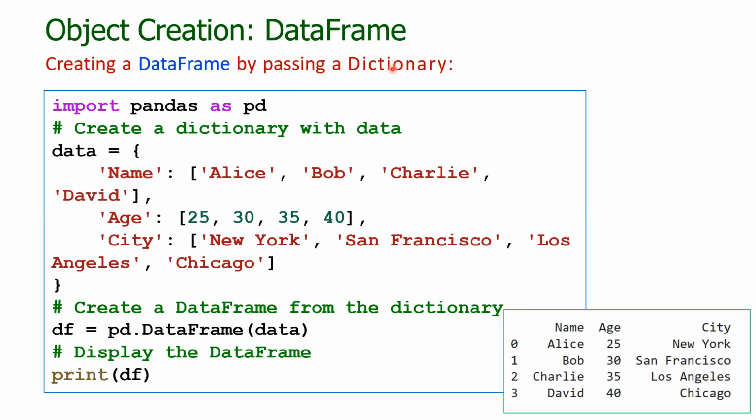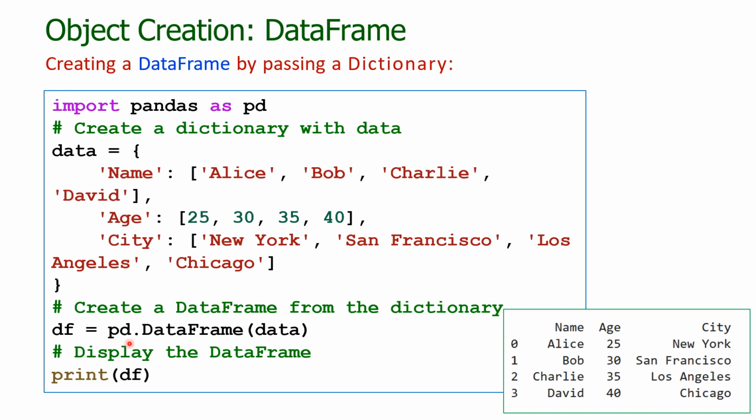Now let us look at Pandas data frames. In Pandas, a data frame is a two-dimensional tabular data structure with labeled axes, and it is a primary data structure used for handling and manipulating structured data in Python. The data frame is similar to a spreadsheet or an SQL table, and it provides a powerful and flexible way to work with data. Now let us see how to create an object using the Pandas data frame.